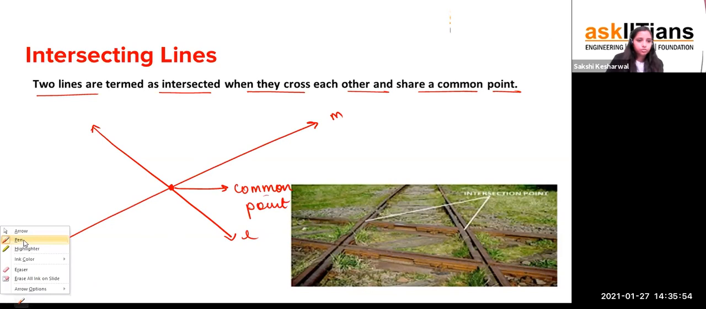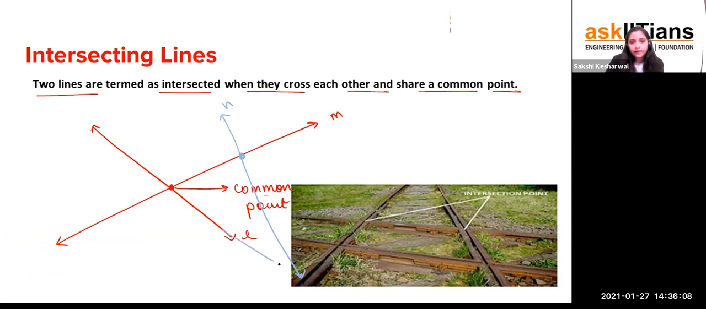Now let us suppose, let me change my color, just a second, I'll just show you. Let us suppose I drew a line like this, right? So this is a line N. This is intersecting with M at this point. And if I extend the line L, it is going to intersect at this point or not? Yes or no? So you will always see that if lines are intersecting, they will always intersect at a common point, that will be a single point.